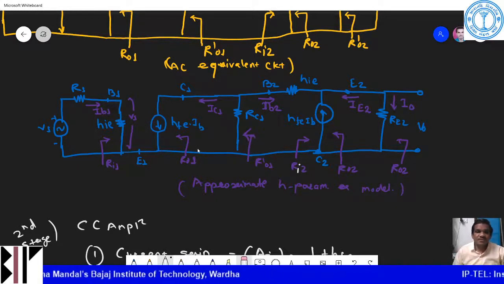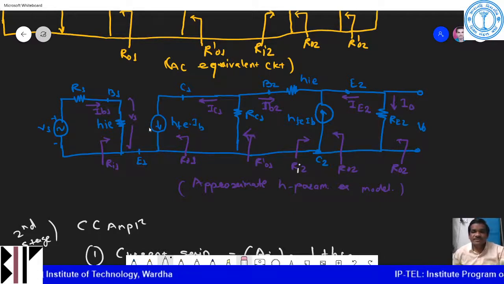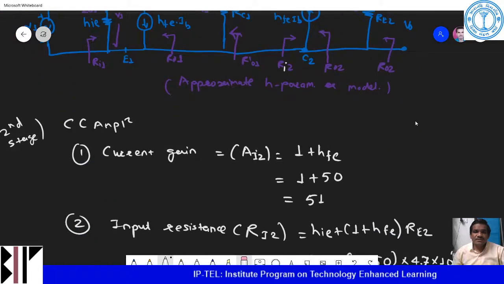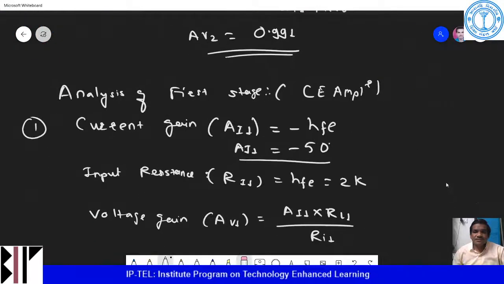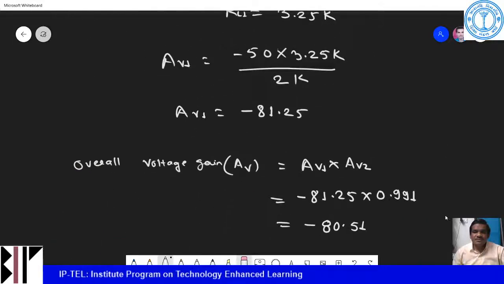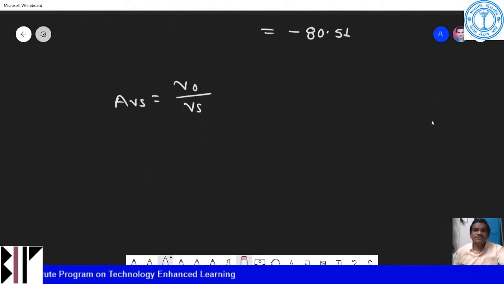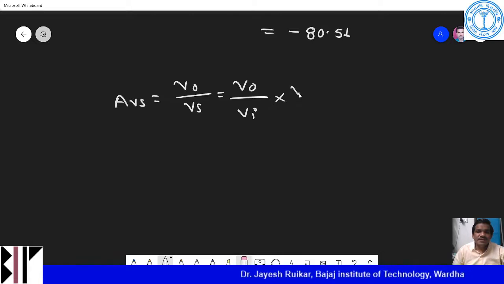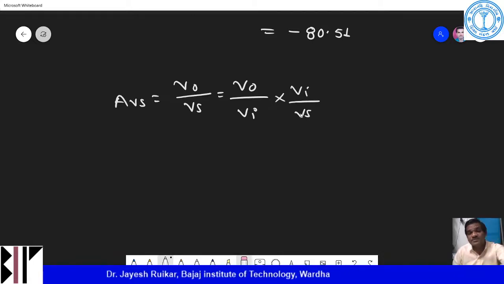So yes, I will redraw this particular diagram. So what is VO by VS? VO by VS is nothing but VO by VI, that is input voltage, and then VI by VS. This is the overall voltage gain considering the source.